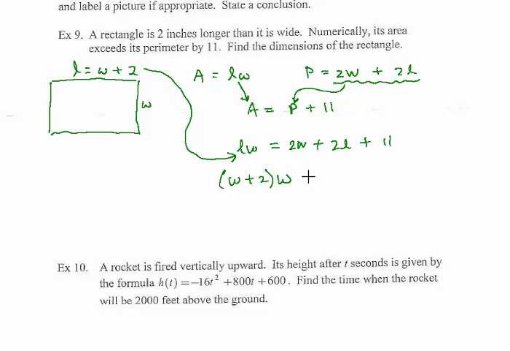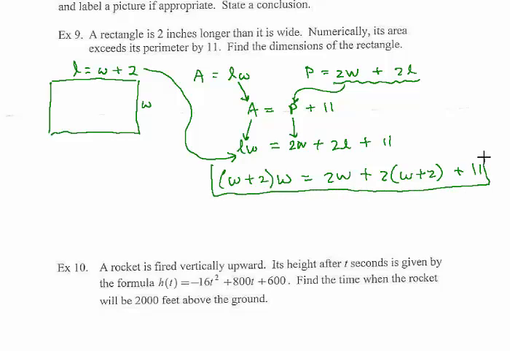We keep the W beside it. We keep the 2W term on the right. The 2L term becomes 2 times W plus 2. And then we have a plus 11. Okay, so LW replaced A. 2W plus 2L replaced P. And then we replaced L with W plus 2 to get our equation. And so this is the one that we need to solve to find the width.